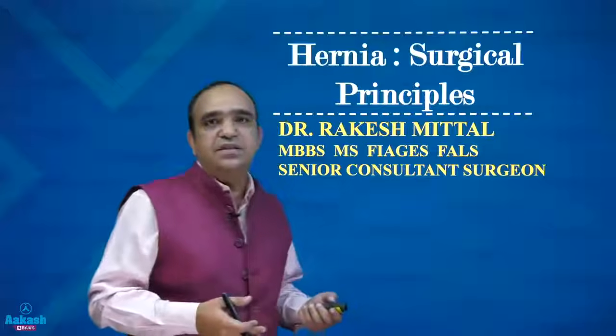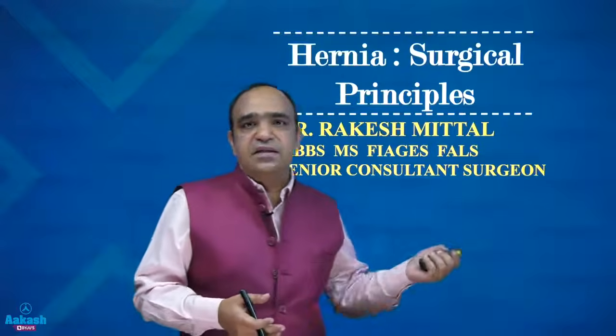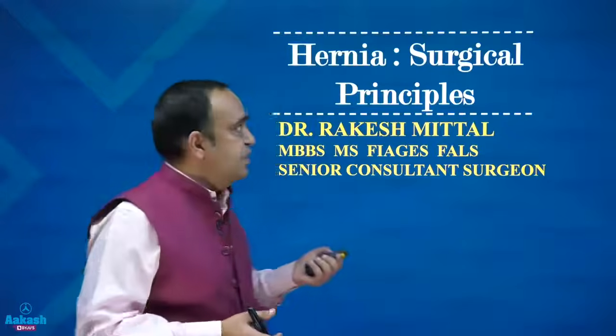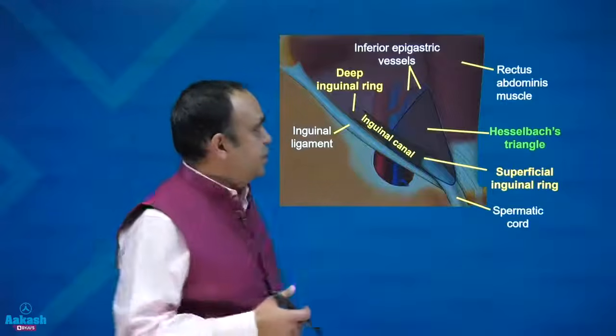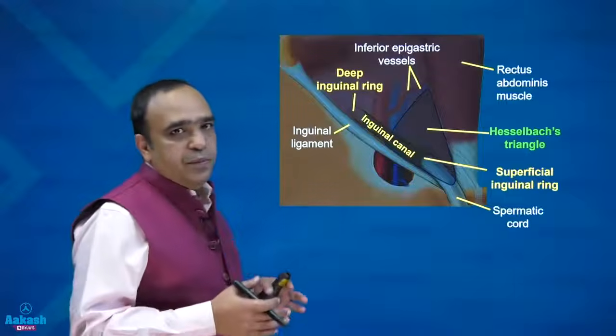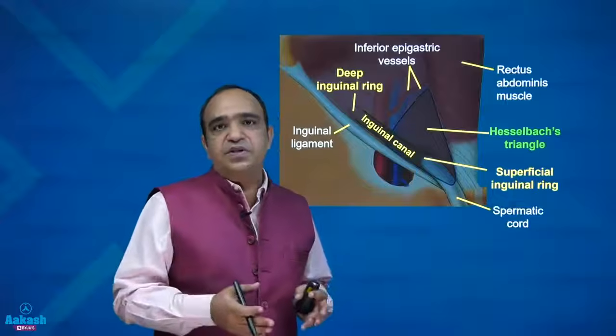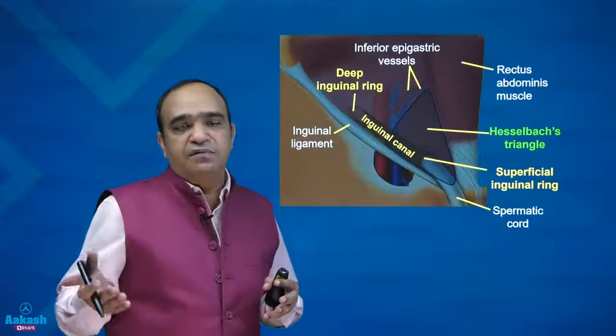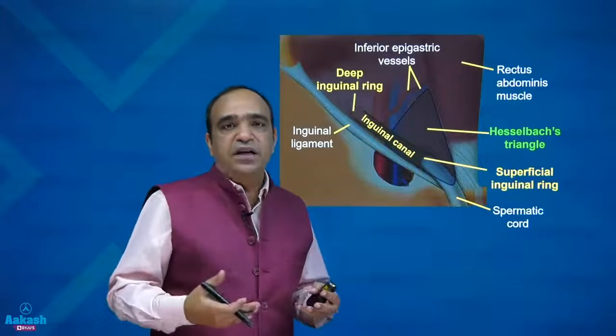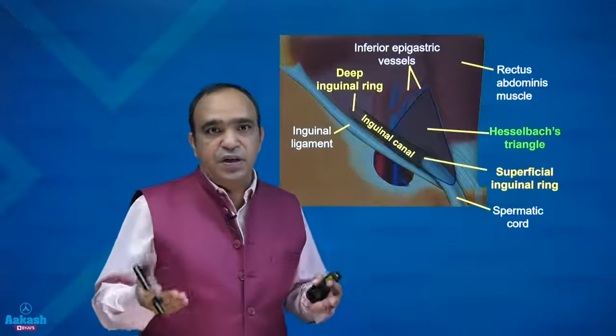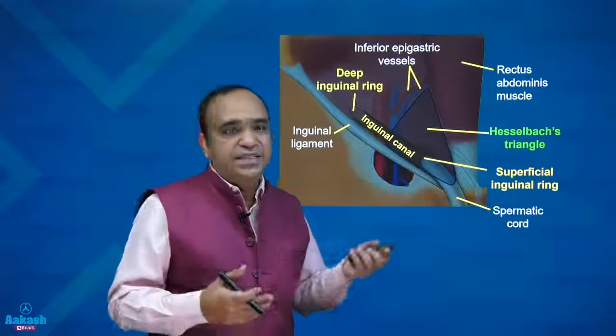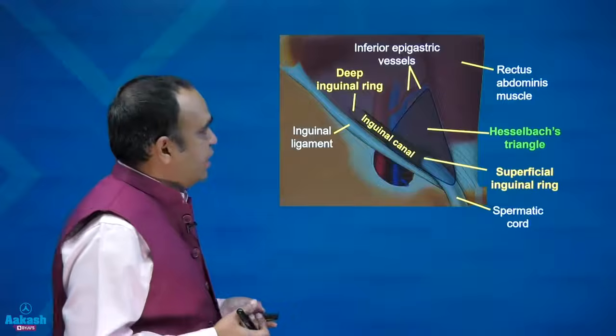So the first in this series is surgical principles, surgical aspects in hernia, which is very important from your exam point of view. So we'll be talking about the major types of external hernias: inguinal, then femoral, and then the ventral hernias, that includes epigastric, umbilical, paraumbilical and incisional hernia. So first is inguinal hernia.